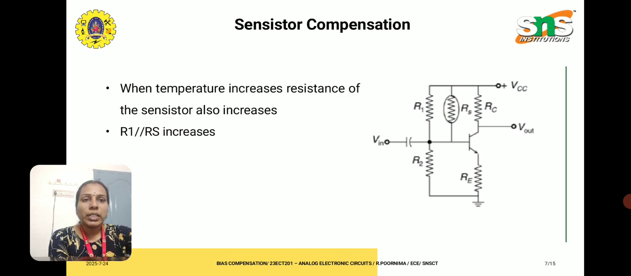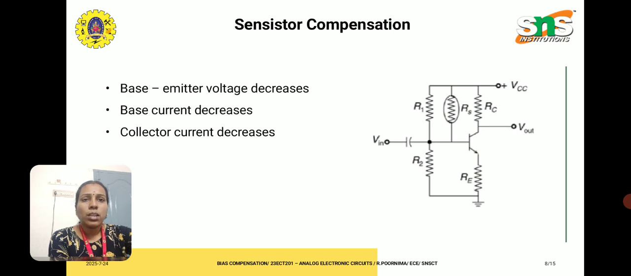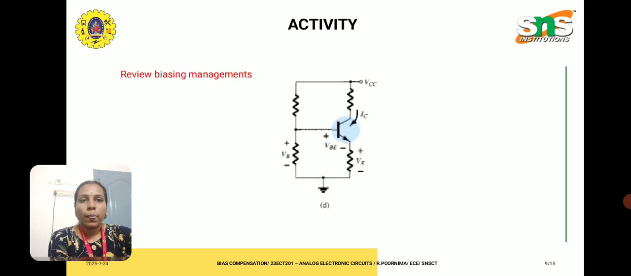Here when temperature increases, the resistance of the transistor also increases. So the R1 value increases, and the drop across R1 increases. So the base emitter voltage is decreased because of the voltage drop across R1, so correspondingly the base current also decreases. So what will happen to the collector current? It is proportional to base current, IC equal to beta into IB, so the collector current decreases. So it will offset the changes in the collector current.